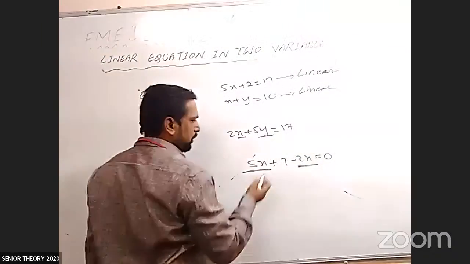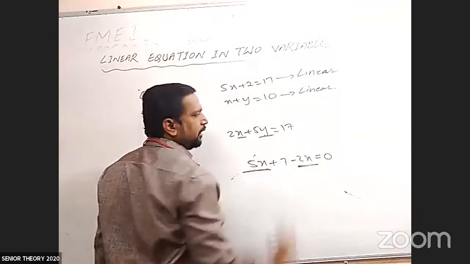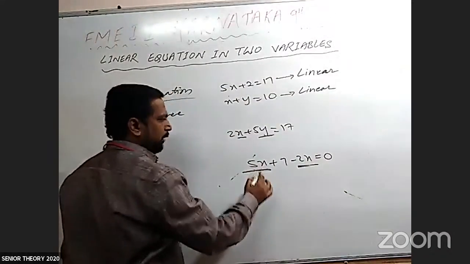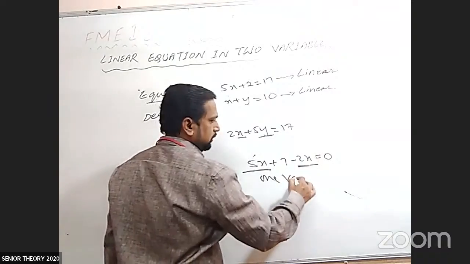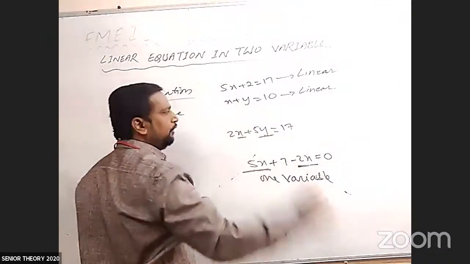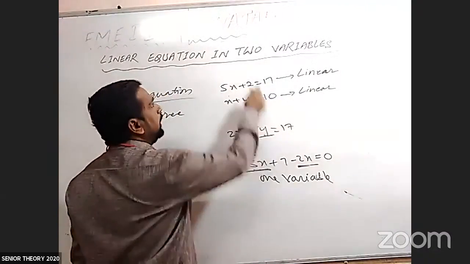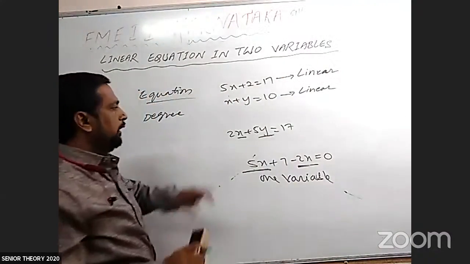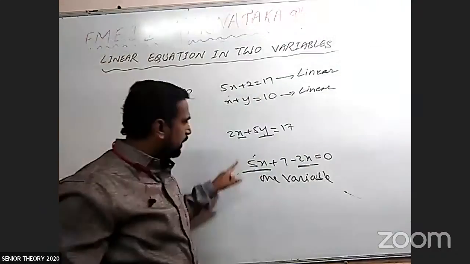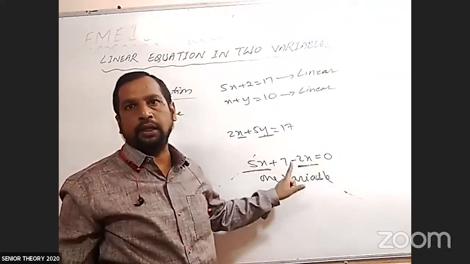5x minus 2x. Here also we have written x, and here also x, but both are the same variable, so we call it one variable. Here we have used different variables x and y, so we call it two variables. It is an equation in two variables. Here it is a linear equation in one variable.